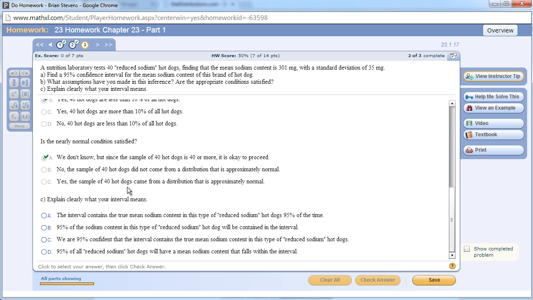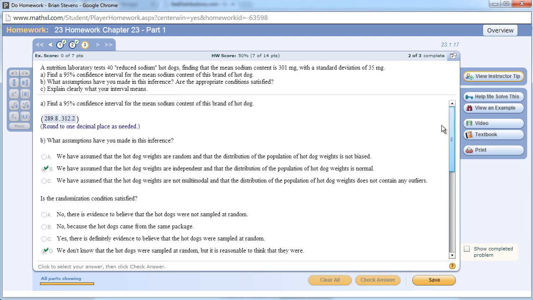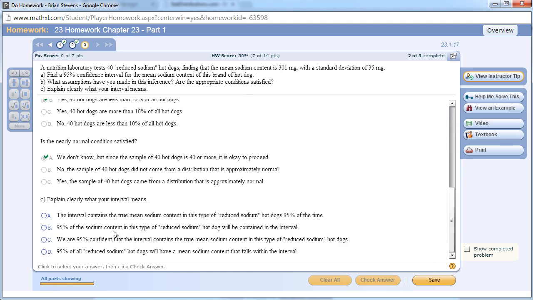Explain clearly what your interval means. And we go back to our classic interpretation. I am 95% confident that the true mean sodium level of these hot dogs is contained in the interval 289.8 to 312.2. So we are 95% confident that the true mean sodium content in this type of hot dogs is in that interval. Good deal.